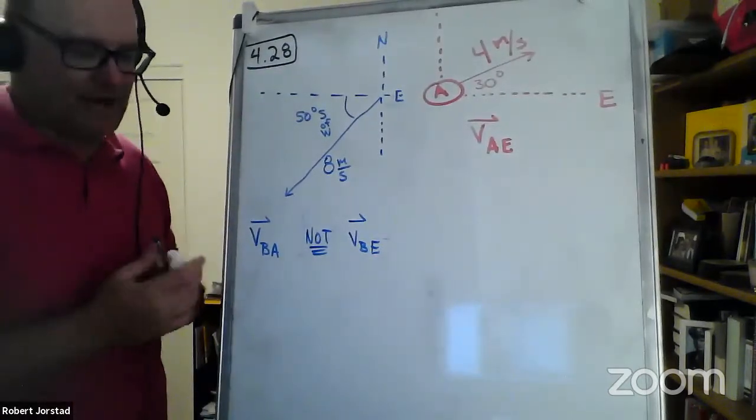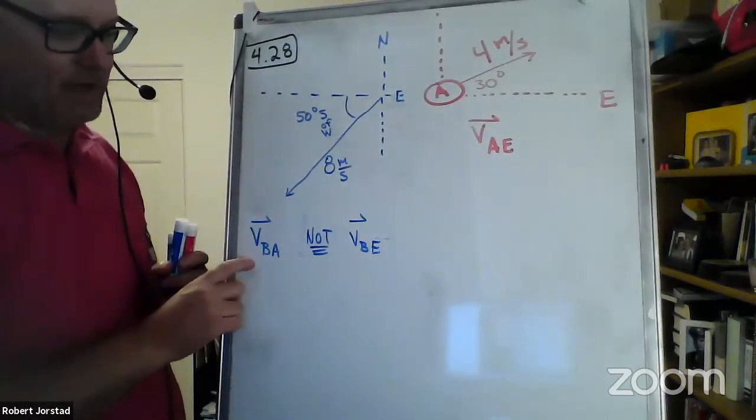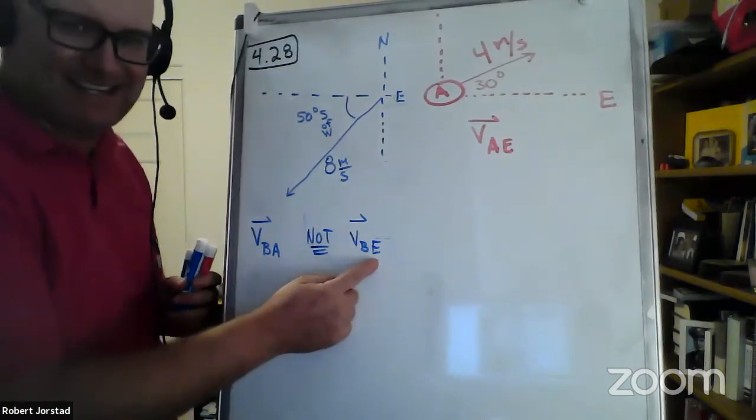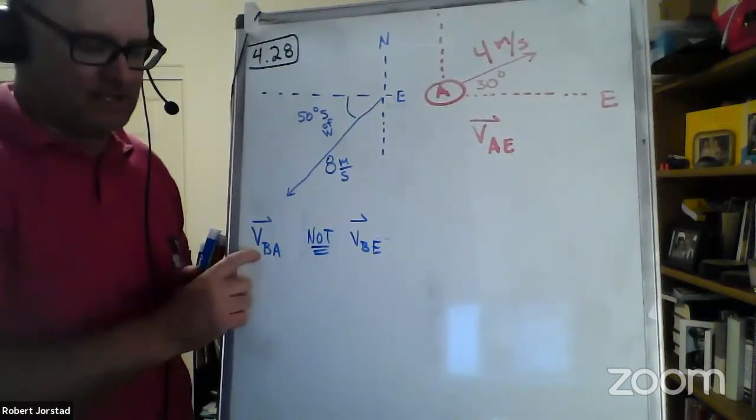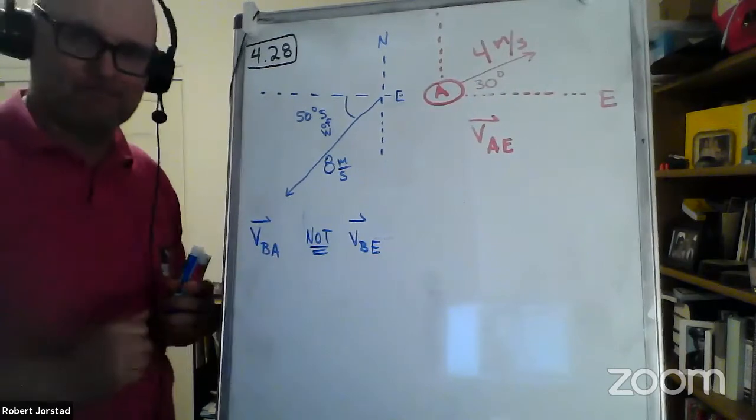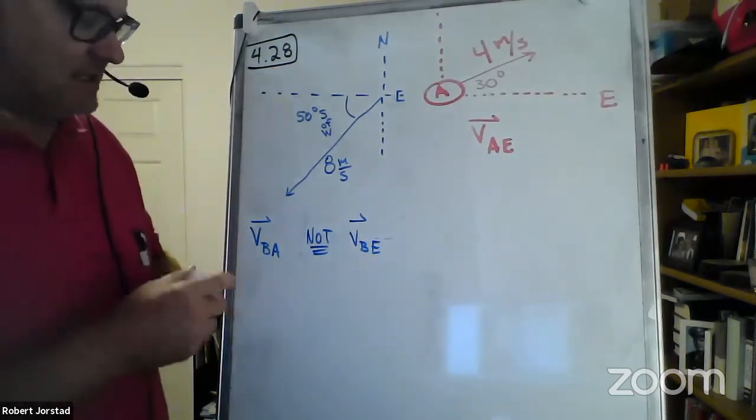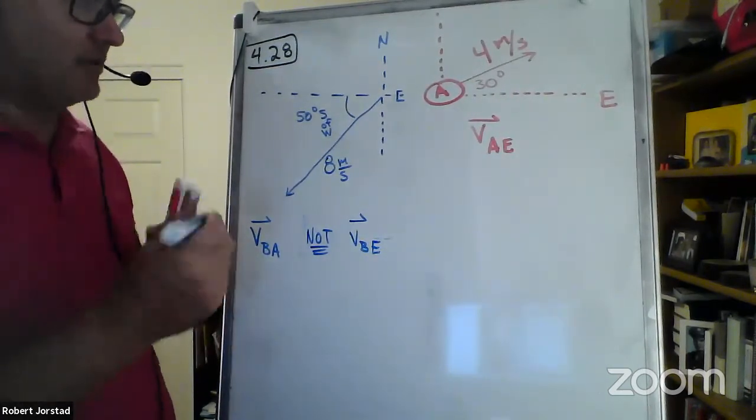Now, watch out. In this problem, we were not given the velocity of B relative to E. We were actually given the velocity of B relative to A. All right. So in this case, I'm going to now write out all my work.